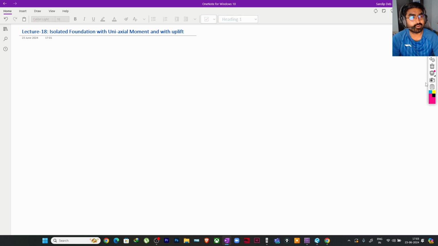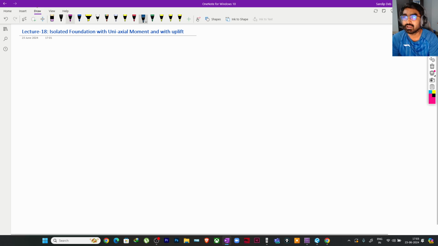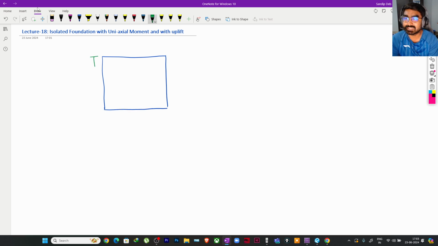So here, for example, we will take a random foundation. Suppose I'm taking a foundation of around 2 meter by 2 meter dimension. Obviously we basically decide the foundation dimension, but here I'm taking the foundation dimension and I will check whether this dimension is okay or not. So suppose we are taking a foundation of 2 meter by 2 meter. We have the column here.